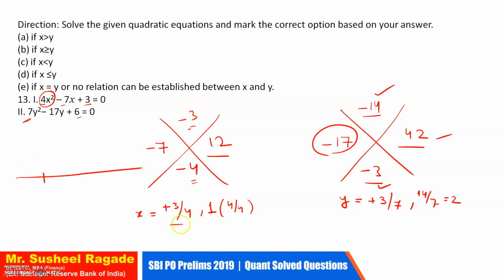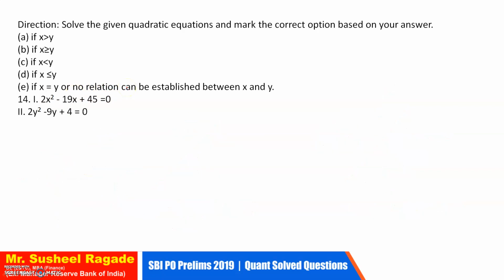So x is 3 by 4, which is exactly 0.75, and this is 1. And what about y? This is less than 0.5, so we can write 3 by 7 here and this is 2. We know that when one value of the other variable is in between the other two, there is no relation. So let us see the next example.